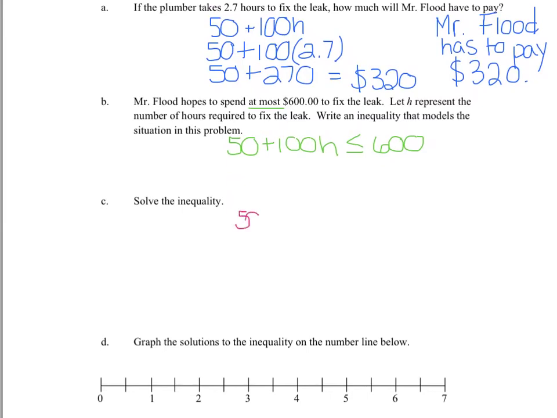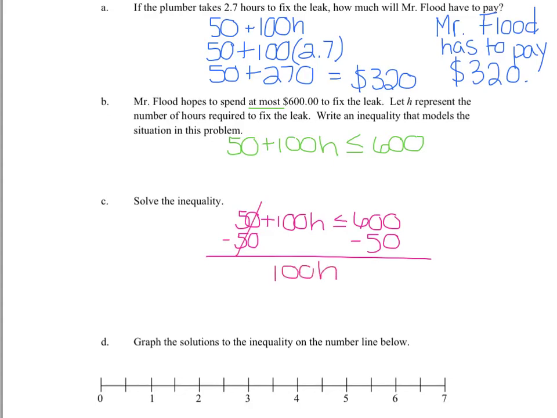The next question asks us to solve the inequality. So we're going to solve 50 plus 100h is less than or equal to 600, and we're solving for h. So the first thing we need to get rid of is the 50. So I'm going to subtract both sides by 50, and we get 100h is less than or equal to 550. To get h by itself, we have to divide by 100, and therefore h is going to be less than or equal to 5.5. Remember, we don't change the sign because we divided by a positive number, and we only change the inequality sign when we multiply or divide by a negative number.